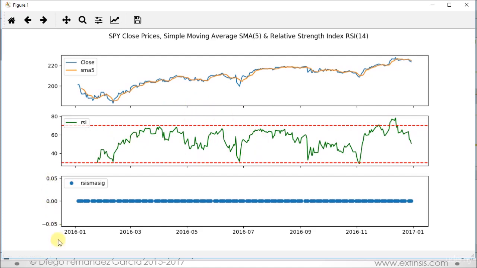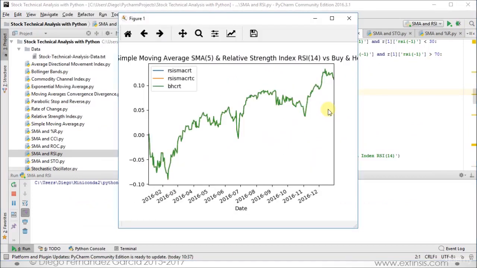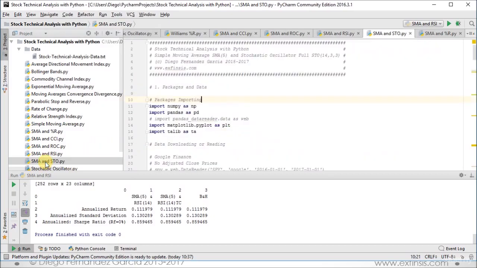We can see that the 3 charts share the horizontal axis of dates from the beginning of 2016 to the beginning of 2017. So let's close this chart here, and also this one and the last one. We'll study all later on with greater detail. So let's continue to our next multiple indicator based trading signals, the ones from SMA and STO.